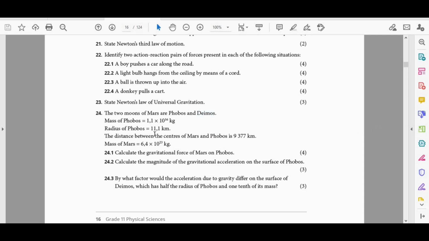They say the mass of Phobos is 1,1 times 10 to the 16 kilograms. The radius of Phobos is 11,1 kilometers. That's the radius, not even the diameter. The distance between the centers of Mars and Phobos is 9,377 kilometers, and the mass of Mars is 6,4 times 10 to the 23 kilograms. And they say 24.1, calculate the gravitational force of Mars on Phobos. So we're working with the planet Mars and one of its moons.